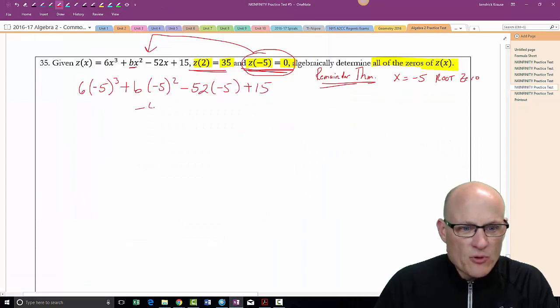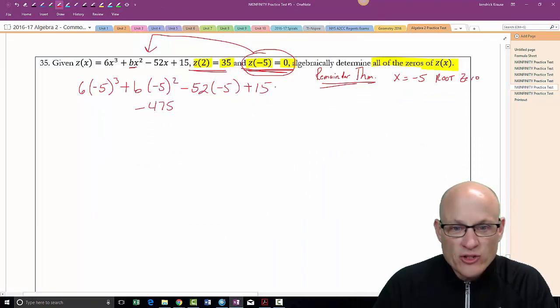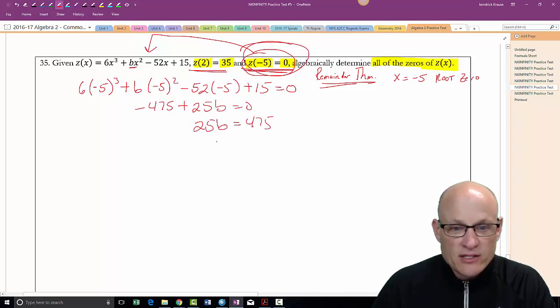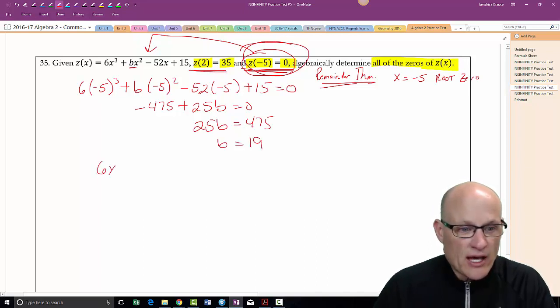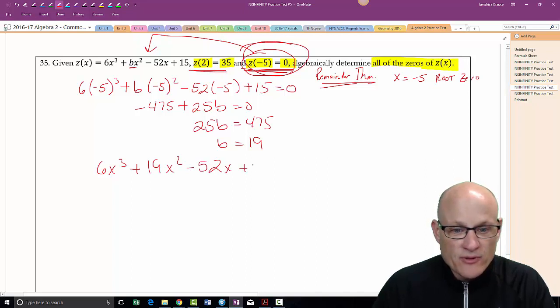So negative 475. Oh, and this should equal 0, right? Because if it's a root or a 0, this should be equal to 0. So negative 475 plus 25b equals 0. Bring the 475 over. 25b equals 475. Divide by 25. I get b equals 19. So now I know 6x cubed plus 19x squared minus 52x plus 15 is my polynomial.